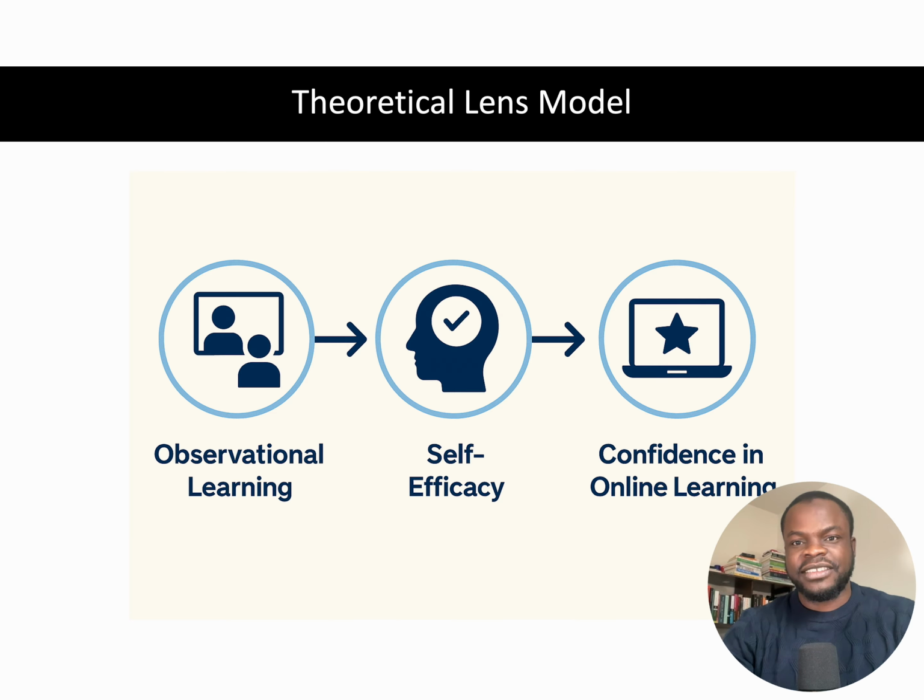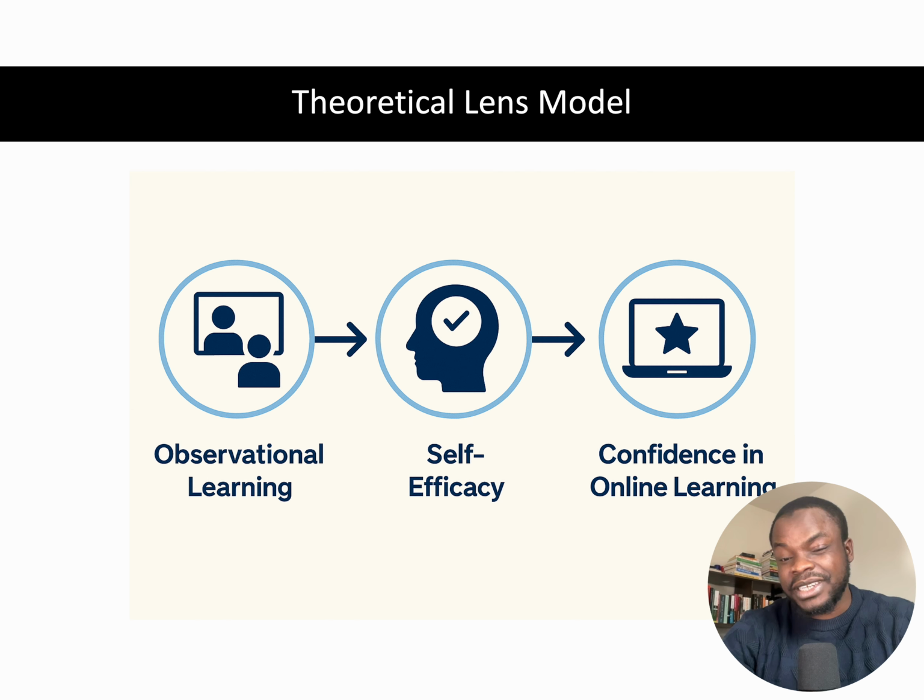So let's look at the theoretical lens model, which is simply a way of showing how a theory helps you understand the variables in your study. You're using a theoretical lens to further explain the tools or the concepts in that study. Taking the socio-cognitive theory, Bandura's theory, as that lens, Bandura proposes that people learn and develop beliefs like confidence through observing others, their own experiences, and social interactions. So what we're doing with this model is showing that there is an interaction between observational learning, self-efficacy, and confidence in online learning.